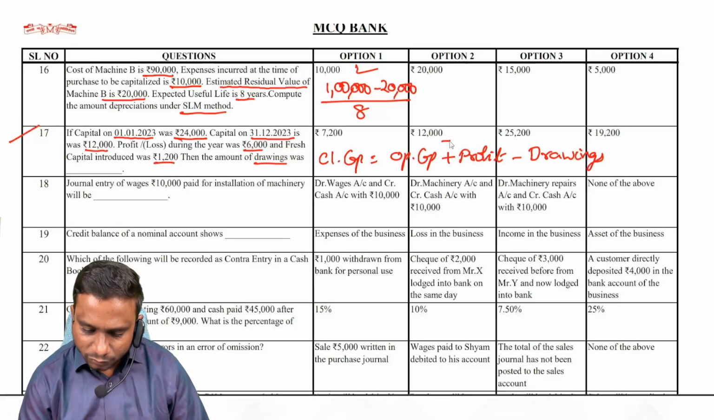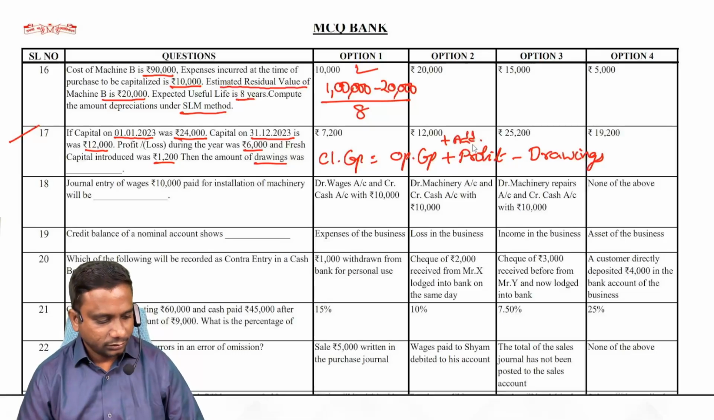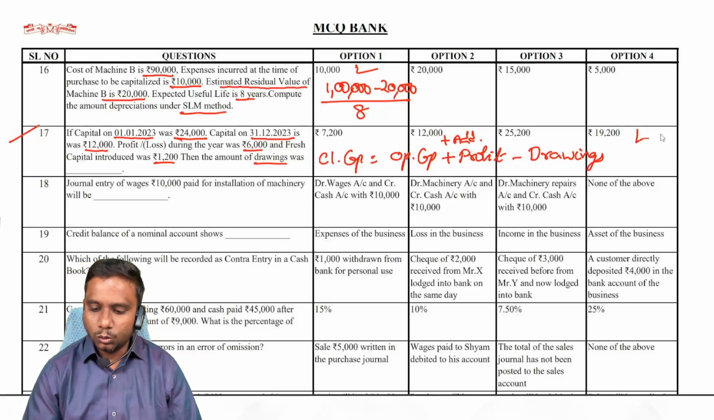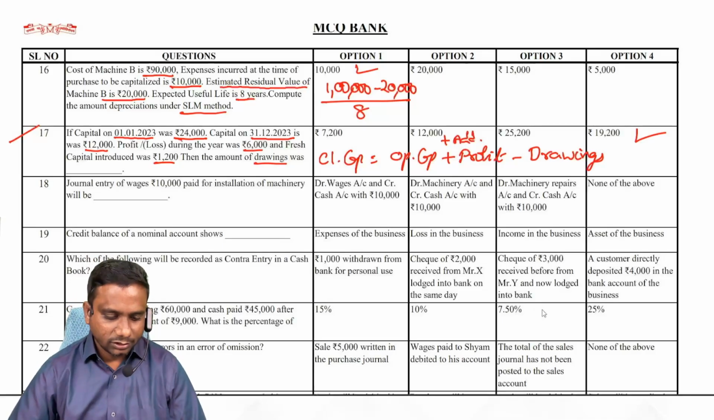And here also we add additional capital. So 24,000 plus additional capital 1,200 less loss 6,000 minus closing capital 12,000. So drawings are 19,200. Drawings are 19,200. Is it clear, students? Next one.